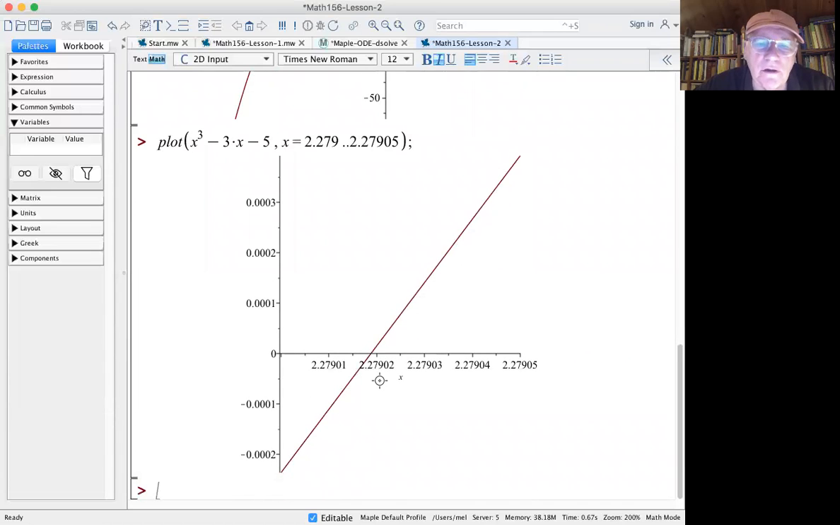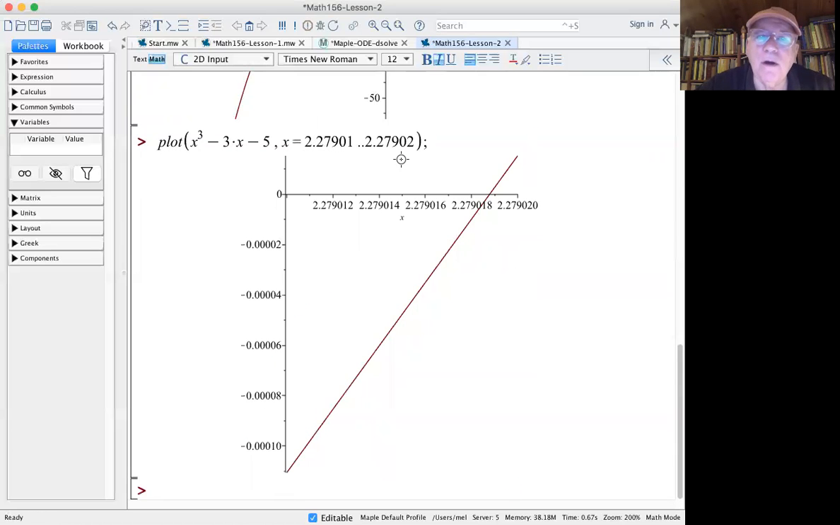we see where the curve crosses the x-axis is 2.279 something. I mean, we have it to 4 or 5 significant digits. Let me just change this one more time. 2.2902 and 2.2901. Wow. So there it is. That means 2.27901 something.